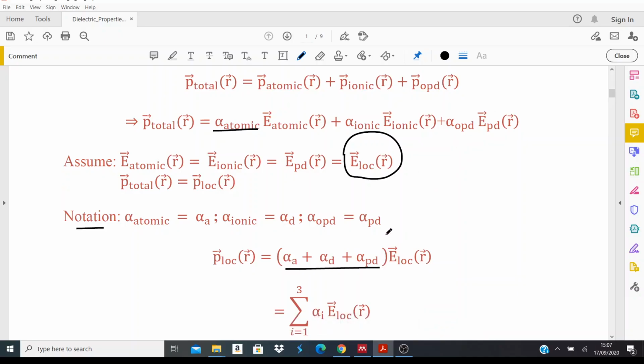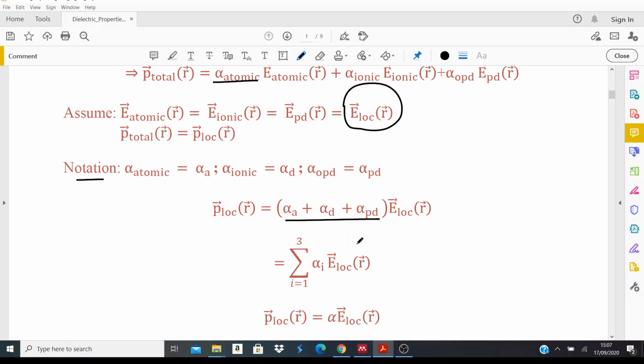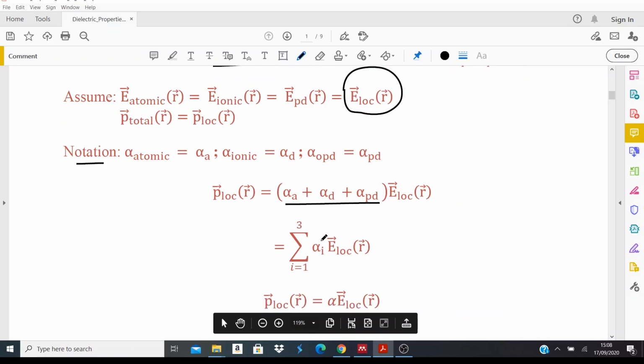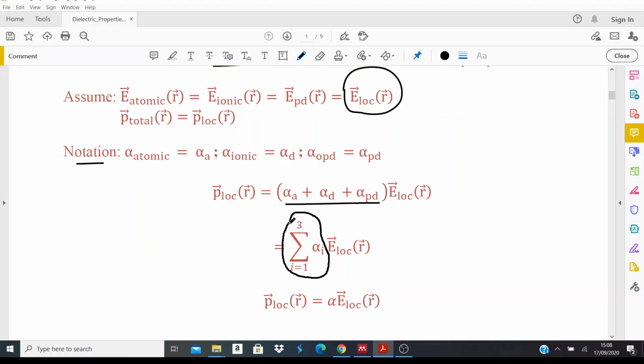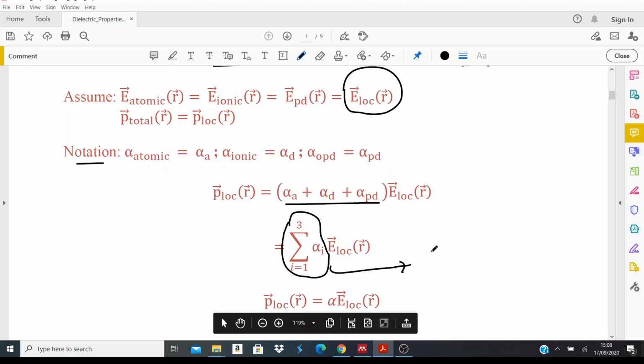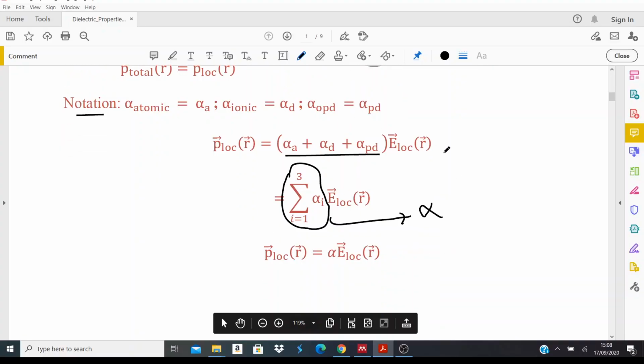So we are assuming there are three types of polarization acting in the material, whatever material we are considering, right? So we are summing over these three polarizabilities. One is the atomic, then the displacement, and then the permanent dipole. So we are summing over these three alpha i's. i equal to 1 is atomic, i equal to 2 is the displacement, i equal to 3 is the permanent dipole, right? And let's say this total polarizability is sum alpha, to make the notation a bit simpler.